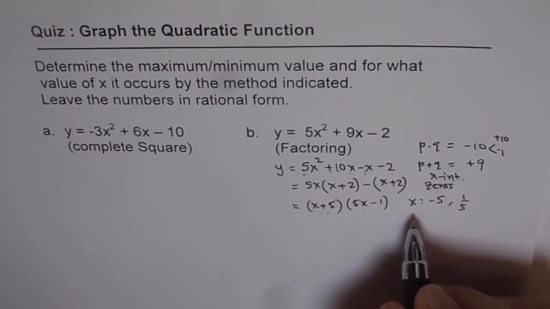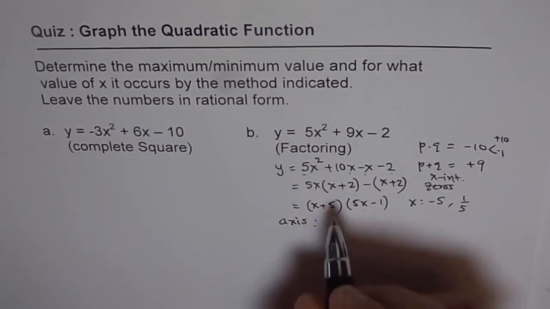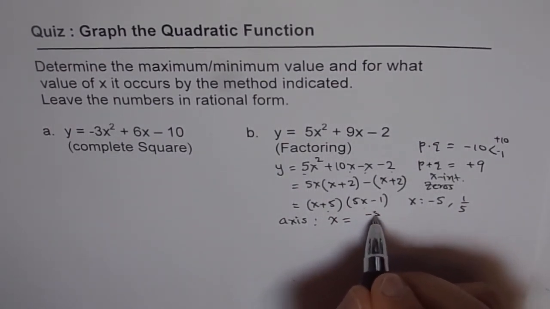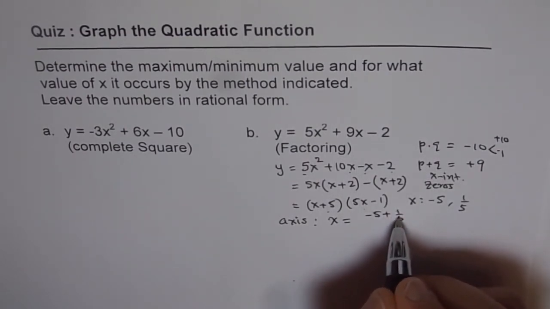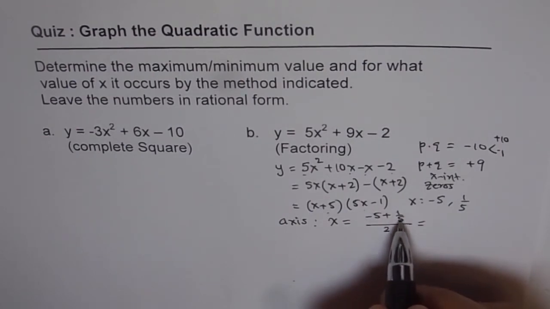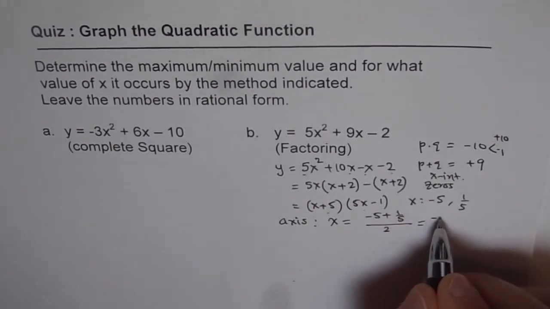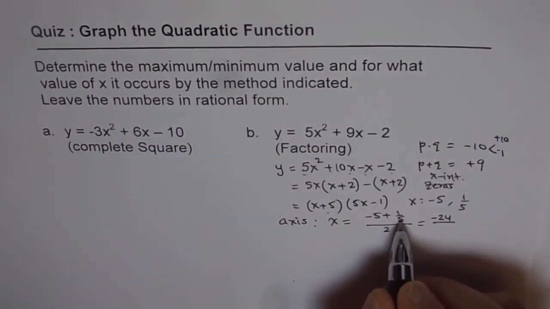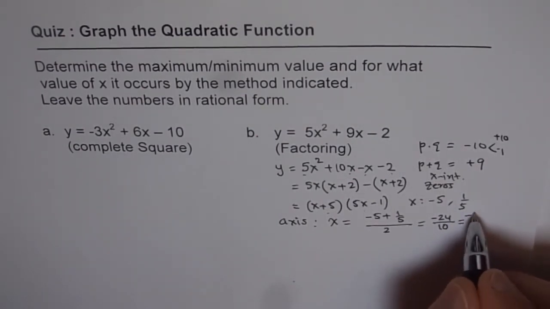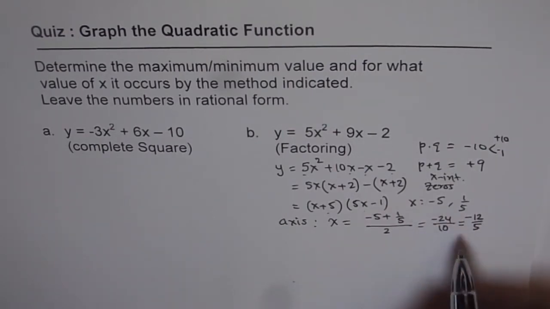Midway between them is the axis of symmetry. So let's find the axis of symmetry for the parabola. It is x equals the average of these two. That means minus 2 plus 1 over 5, over 2, right? That gives us 5 times 2 is 10, minus 10 plus 1 gives us minus 9, divided by, this comes in the denominator, 10. So that is the x value.